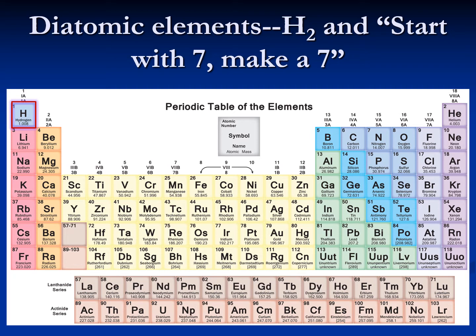The other diatomic elements can be found by this little rule of thumb. Start with 7, make a 7. If you look on the periodic table and start with element 7, nitrogen, and imagine a 7 being drawn on the table like this, do you see this 7? Those are your diatomic elements: nitrogen, oxygen, fluorine, chlorine, bromine, and iodine.